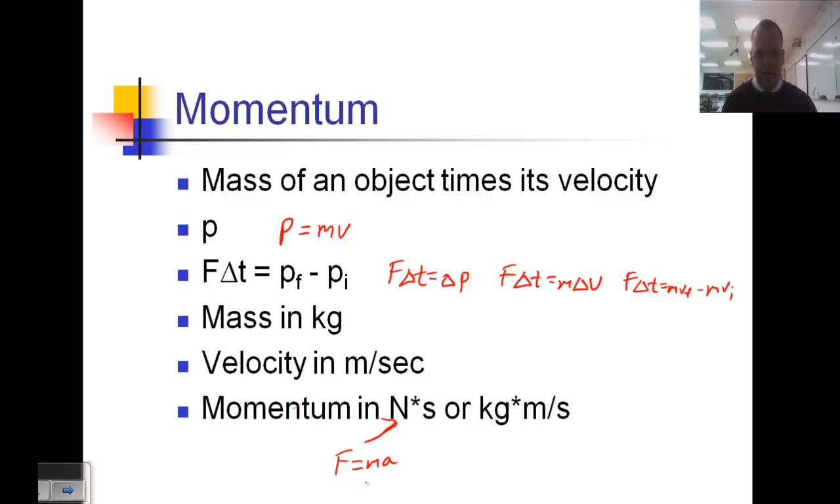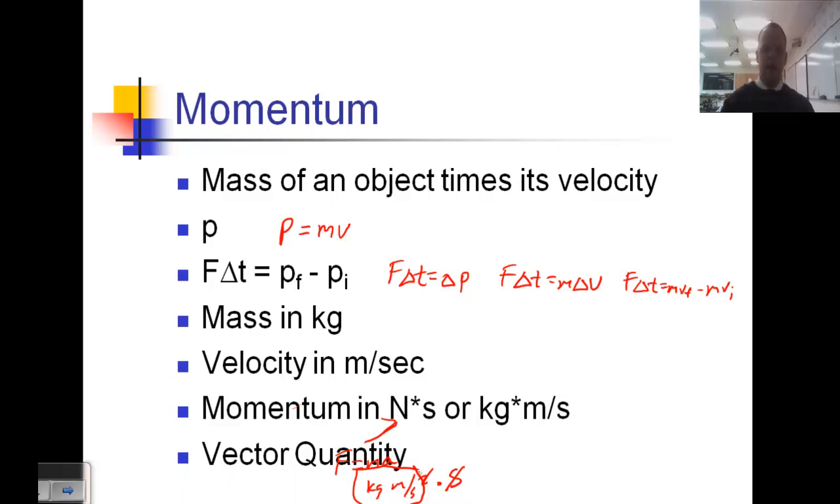So if we do F equals ma, mass is in kilograms, a is in meters per second squared. If we multiply that by seconds, that gets rid of one of these, and you get kilograms times meters per second. So newtons times seconds and kilograms times meters per second are the exact same units. And remember, momentum is a vector quantity. It does have a direction just like velocity, so it can be positive or negative.